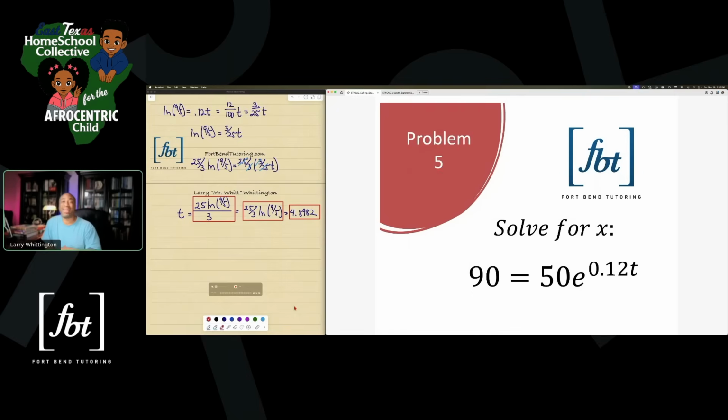So I'm letting you know that concludes your introduction to this topic. Once again, this was solving exponential equations. I gave you several methods to look at the problems.